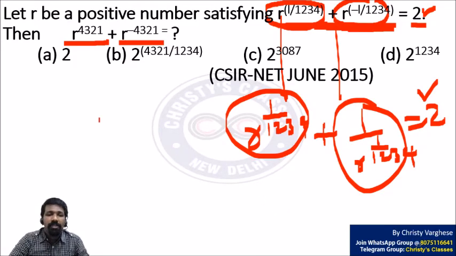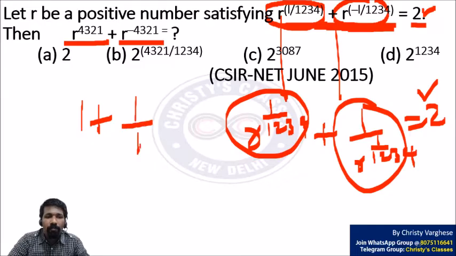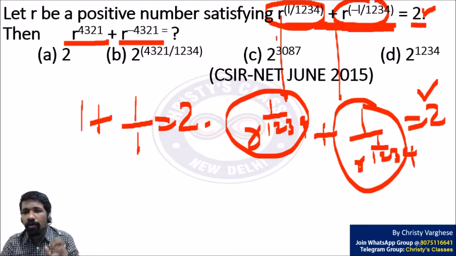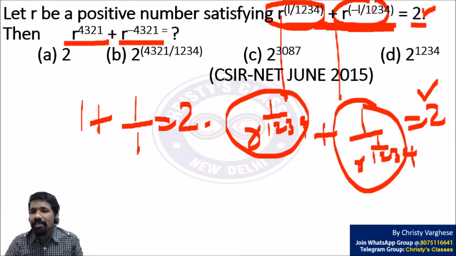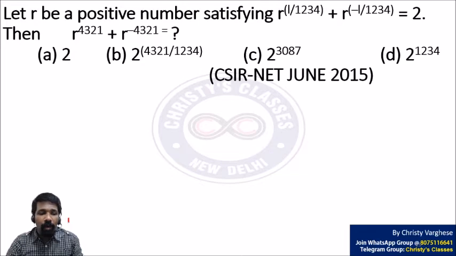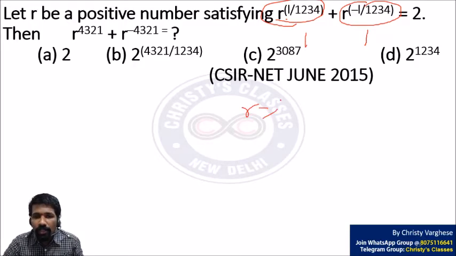A number plus its reciprocal is 2, the best example you can take is 1 plus 1 by 1 is 2. That means when R raised to 1 by 1234 is 1, that is the simplest example you can take. So R raised to 1 by 1234 is 1 means what should be R? R should be 1 itself, because only for R equal to 1, R raised to 1 by 1234 is going to be 1. So we can say R is 1 itself.